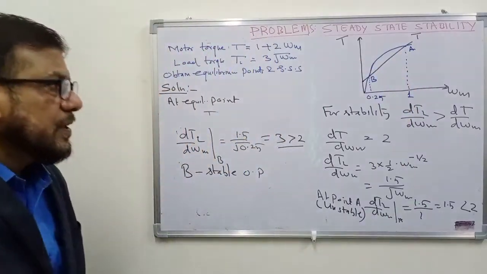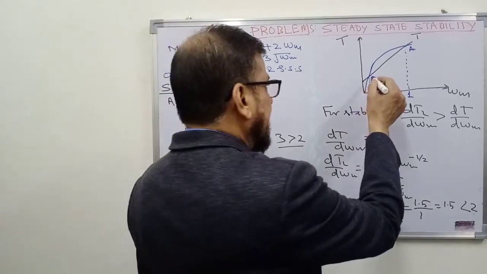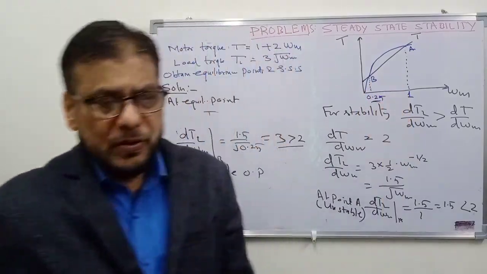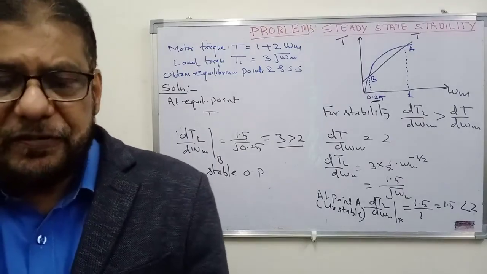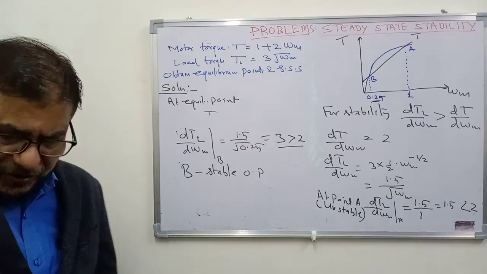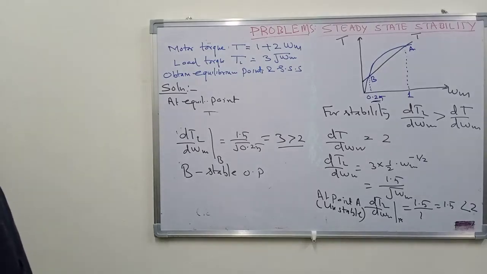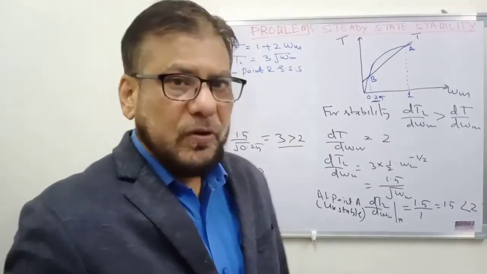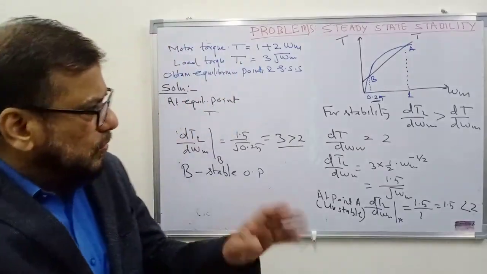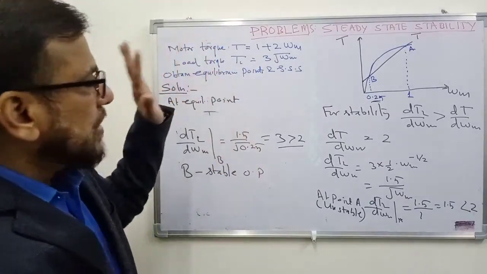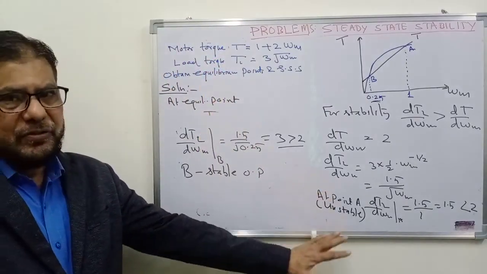This means that the motor will run stably at point B, that is at a speed of 0.25 radians per second. So in that way you can find out steady state stability, and you can determine whether the point is stable or unstable. You need not go for the method that we discussed earlier. In this situation, just use the equation and try to find out the solution.